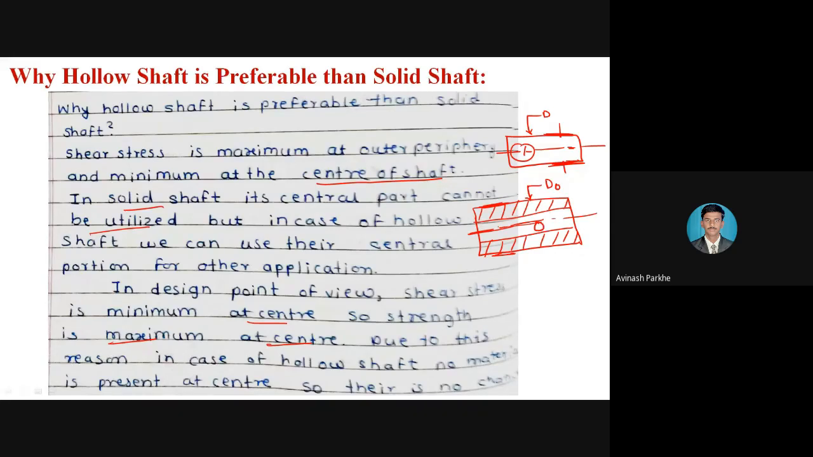Again, the second reason: in a hollow shaft, the central position can be used for another type of application. In a hollow shaft, we can insert one more shaft at the center, but in a solid shaft, it is not possible to insert a shaft at the central position. Therefore in a solid, no other application is there, but in a hollow, we can use that shaft for a second application.